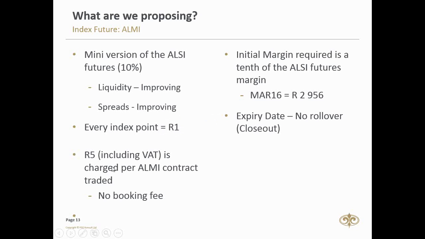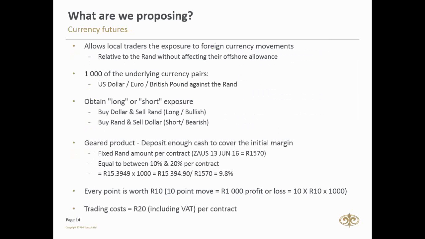Okay, and each contract is 85 Rand. Again, no booking fee. Your margin at this point in time for the March contract is 2,956 Rand. For the June contract, 2,930 Rand on top of that. Okay, another 86 Rand. They do close out, so just remember, go look at the two contracts at the moment and go for the longer term contract. Let's talk about currency futures.